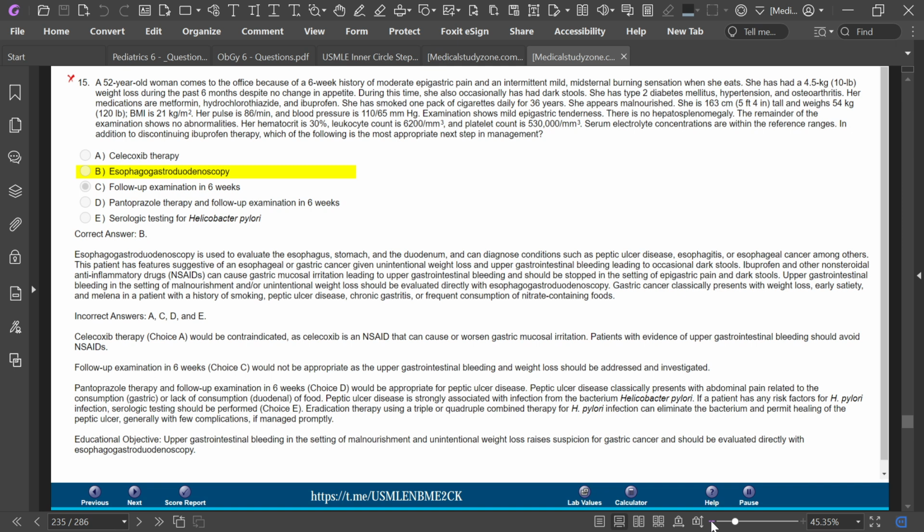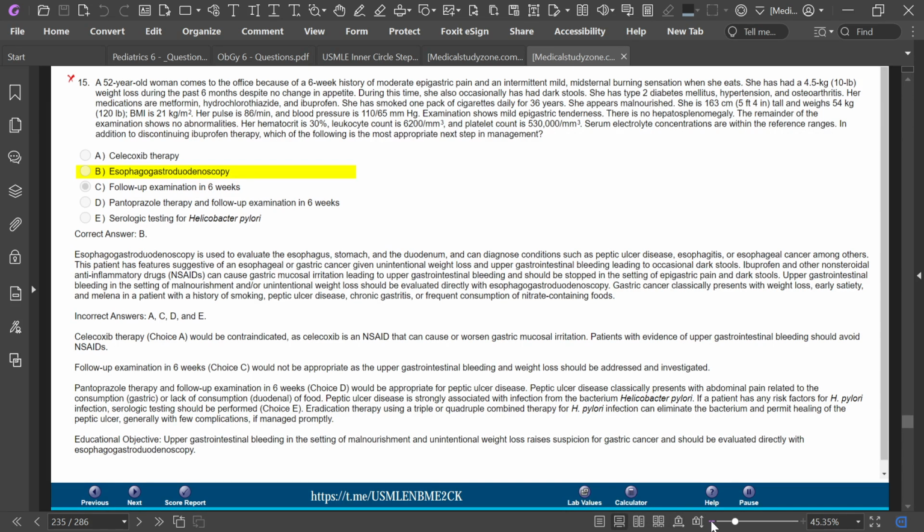Upper GI bleeding in the setting of malnourishment and unintentional weight loss should be evaluated directly with esophagogastroduodenoscopy.